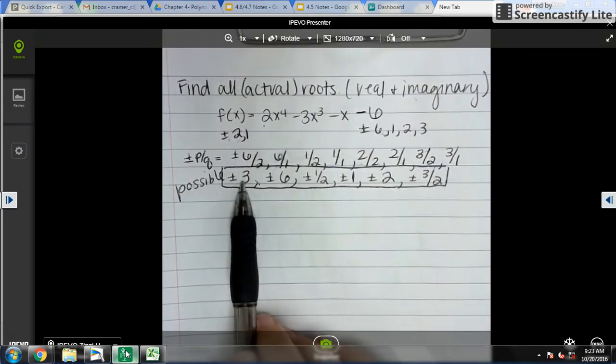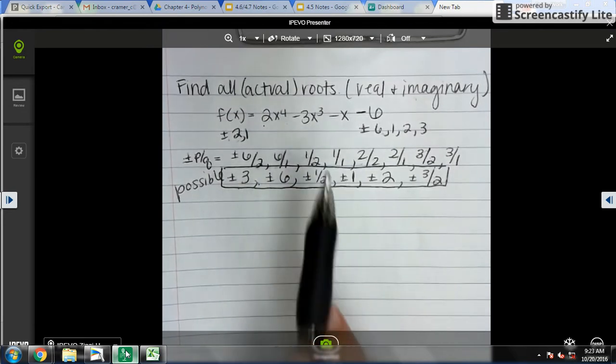First I'm going to pick positive 3. And I'll just go ahead and tell you that does not work. If we do synthetic division, it does not work. It doesn't give us a remainder. So to save time, I'm not going to go through that. I'm going to pick one that does work. I'm going to pick -1.